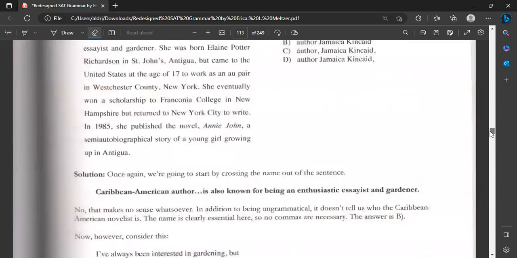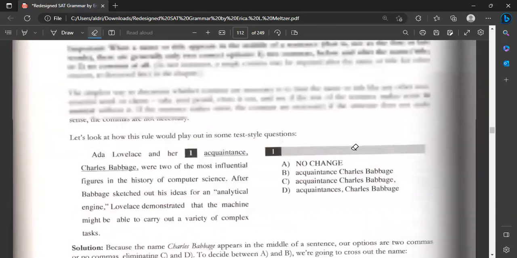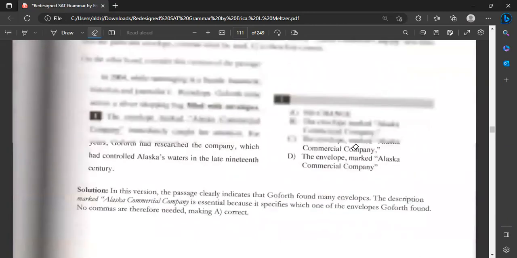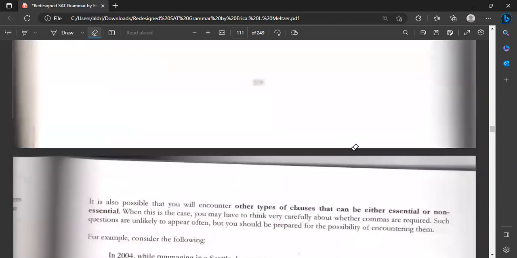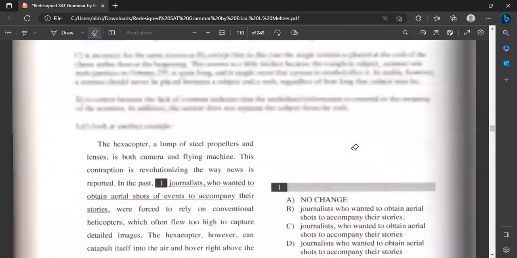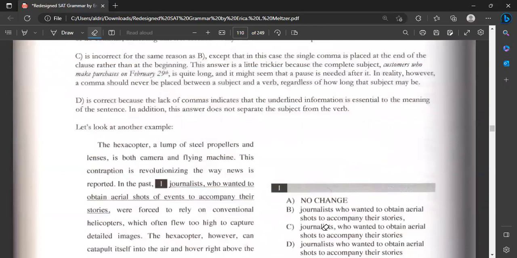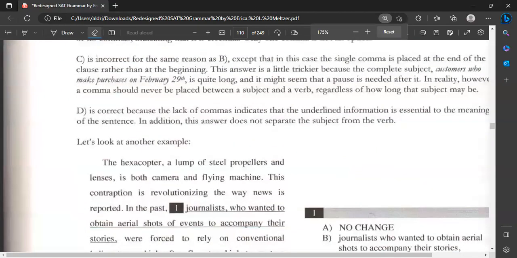Oops. I lost it. Okay, there we are. Let me just zoom in a bit and then go down so you guys can see this.